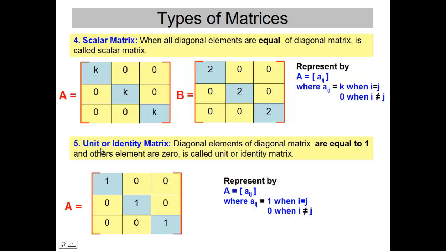Now the fifth matrix is the unit or identity matrix. In this matrix, the diagonal elements of a diagonal matrix are equal to 1, and the other elements are 0. It is called a unit or identity matrix. Like this, the diagonal elements are 1 1 1, so this is the unit or identity matrix, represented by A equals A of ij, where A of ij equals 1 when i equals j, and 0 when i is not equal to j.